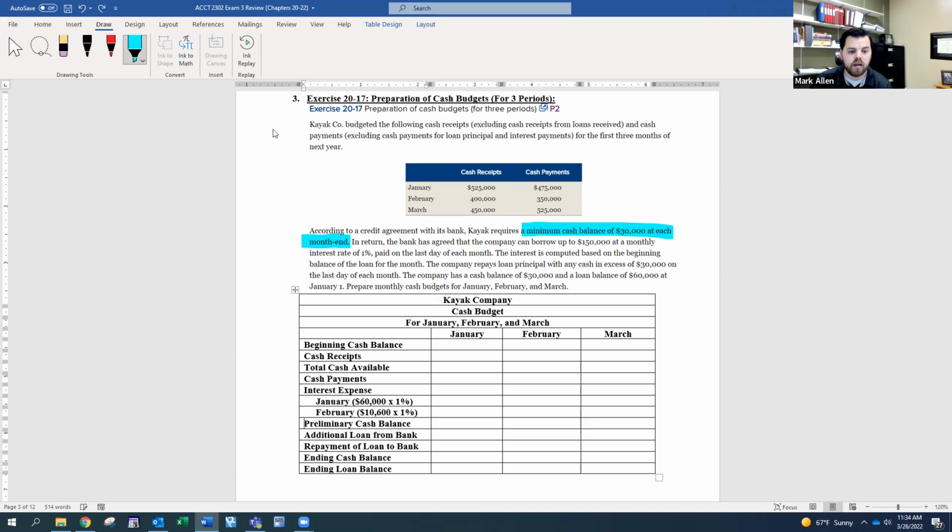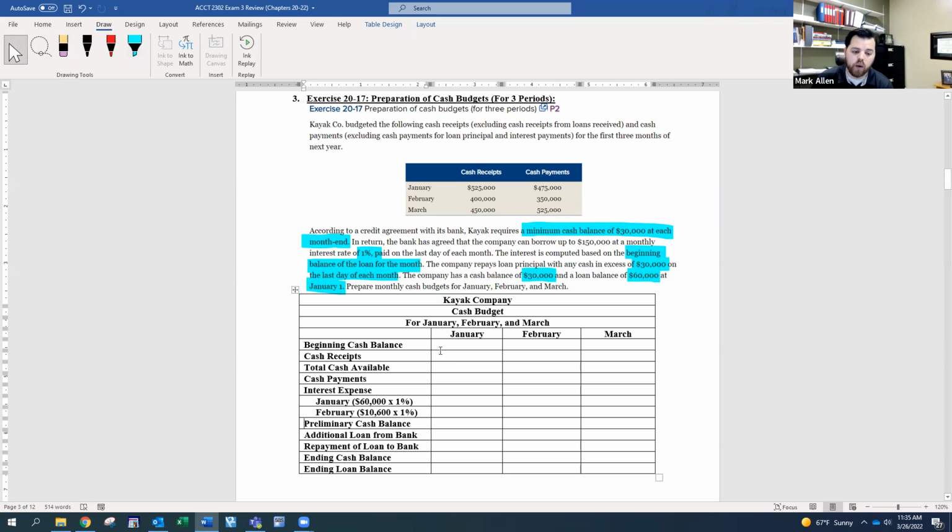In return, the bank has agreed the company can borrow up to $150,000 at a monthly interest rate of 1%, paid on the last day of each month. The interest is computed based on the beginning of month loan balance. The company repays loan principal with any cash in excess of $30,000 on the last day of each month. The company has a cash balance of $30,000 and a loan balance of $60,000 at the beginning of the year. Prepare monthly cash budgets for January through March.